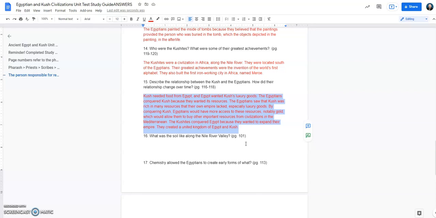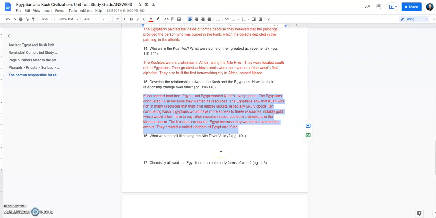And then eventually Kush would say, why don't we just attack Egypt and try to take their food supplies? And they did. So that's kind of how it went, right? First they're working together, then they're trying to just kind of take each other's stuff. And eventually they created a united kingdom of Egypt and Kush. But that's kind of how the relationship went. You've got cool stuff, let's trade. Now you've got cool stuff, forget trading, I'm just going to take it.